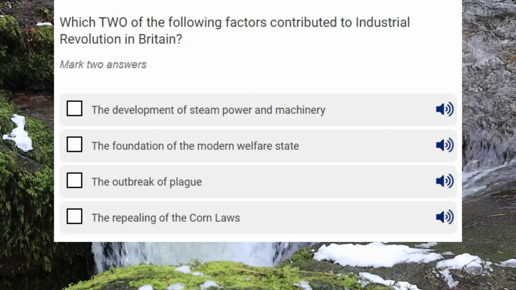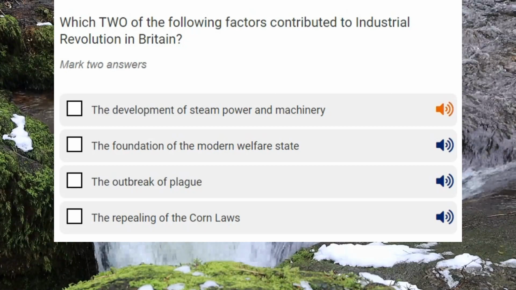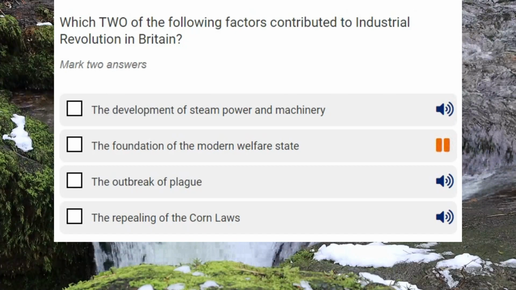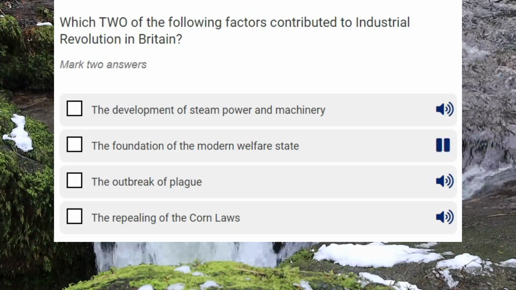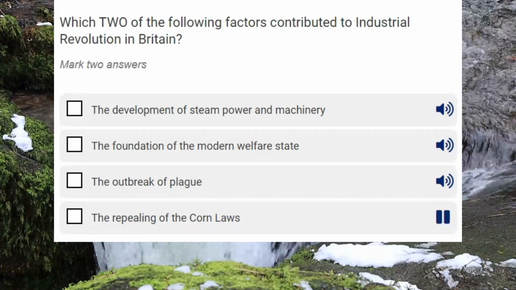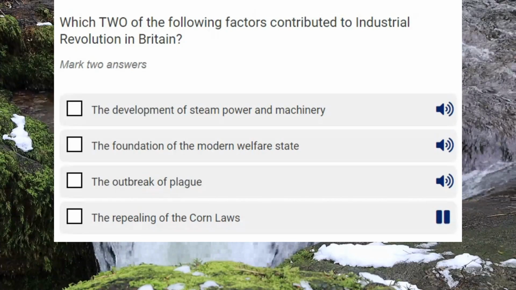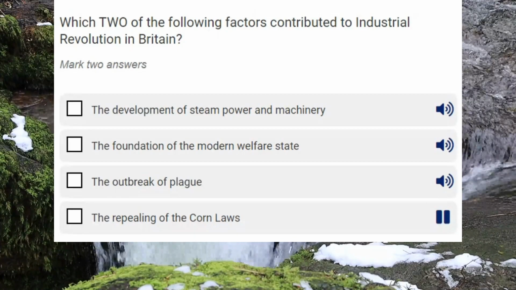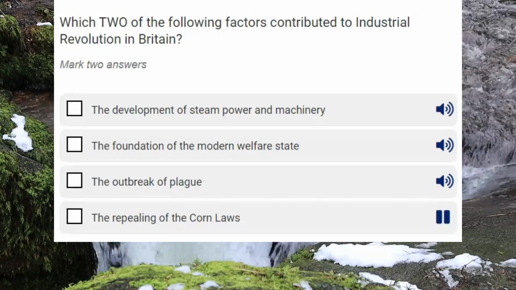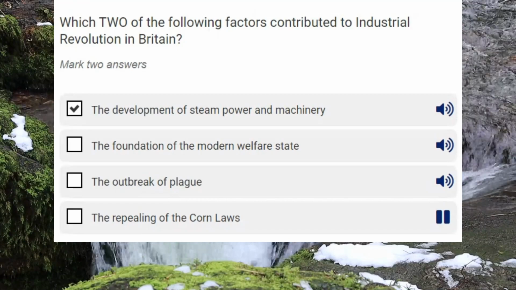Which two of the following factors contributed to the Industrial Revolution in Britain? The development of steam power and machinery. The foundation of the modern welfare state. The outbreak of plague. The repealing of the Corn Laws. The correct answers are the development of steam power and machinery, and the repealing of the Corn Laws.